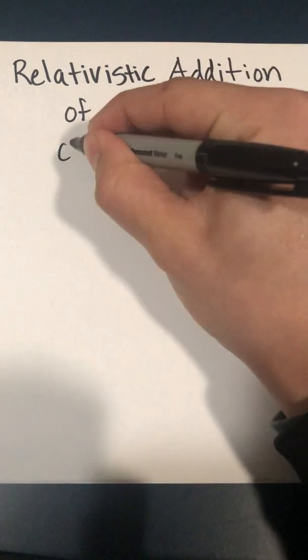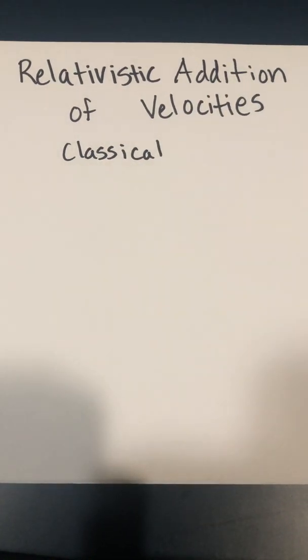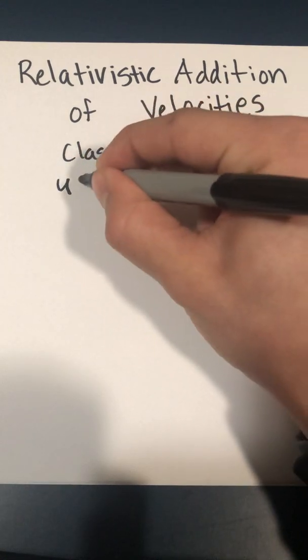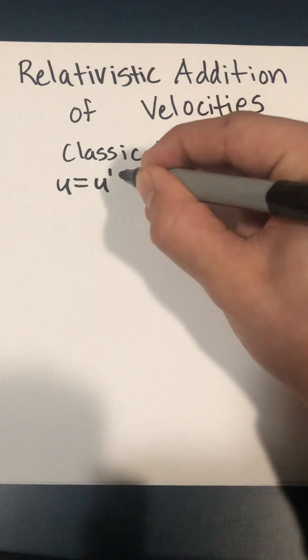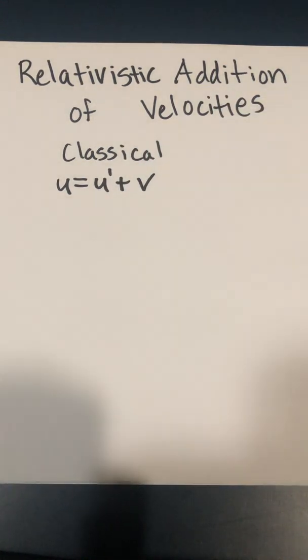Hi, today we're going to be talking about the relativistic addition of velocities. To begin, we'll talk about our classical understanding of what that is to help us understand it when it becomes more complicated. When I say classical, it just references the addition of velocities at relatively lower velocities compared to ones closer to the speed of light.